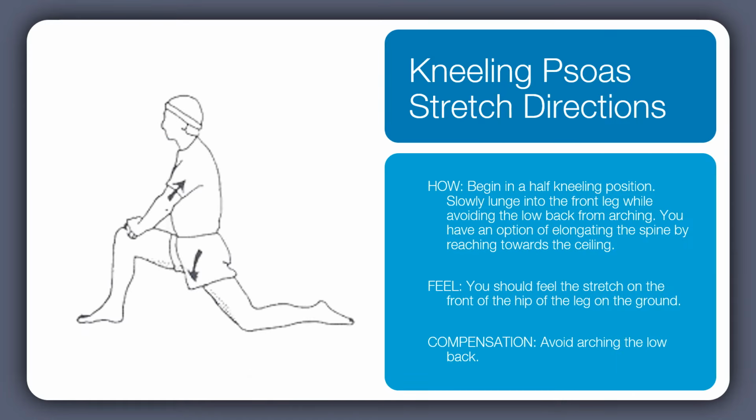Next is the kneeling psoas stretch. So in this one, you're in a kneeling position with the knee underneath the hip, the opposite knee over the ankle, and then you gently shift your weight forward so that you can get a stretch through the front of that thigh.